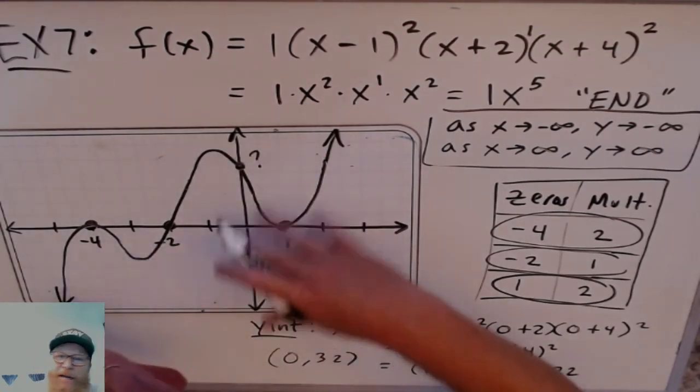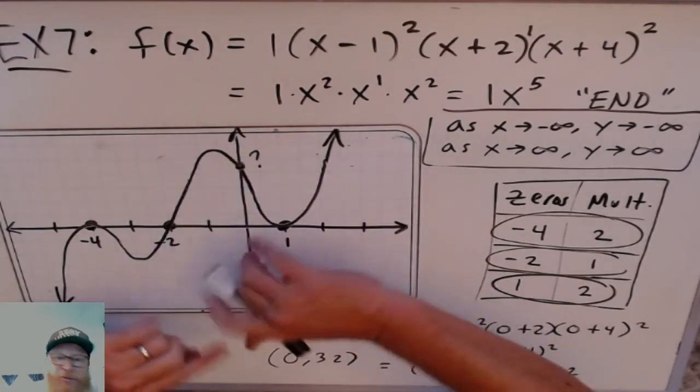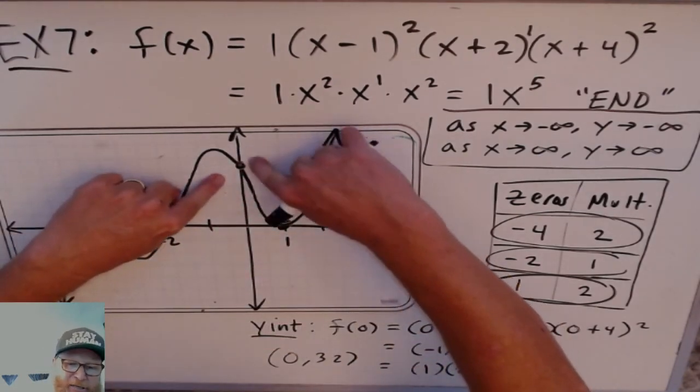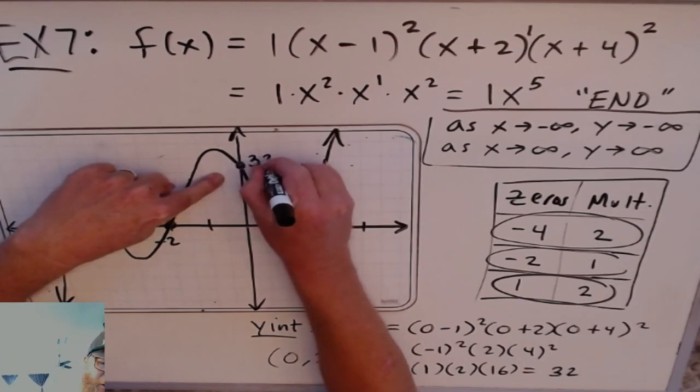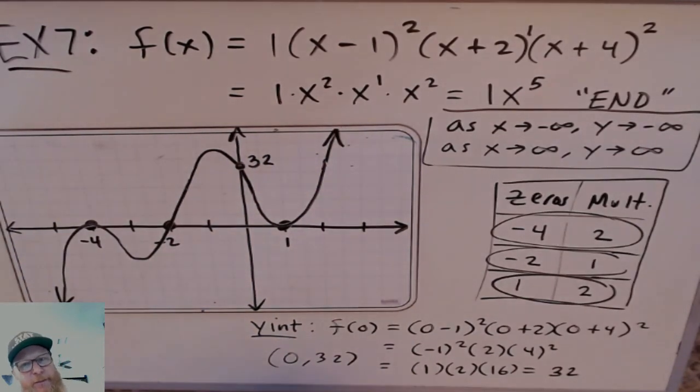Now, I don't want you to redraw your graph and go, oh, shoot, that doesn't look anything like 32. This is what we do in this class. You just call that 32. Yeah? Or 0, 32, depending on the format of the question. Okay. Well, there you go.